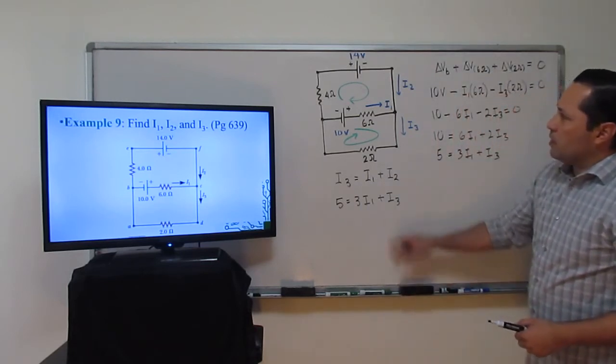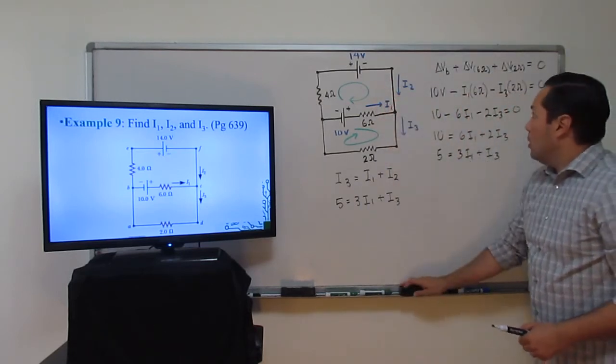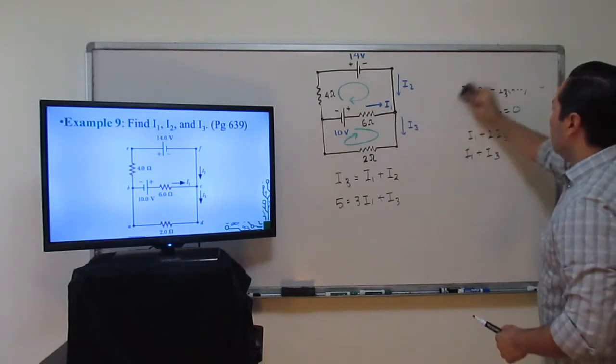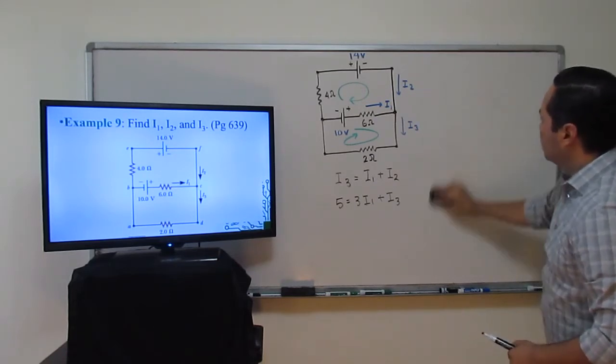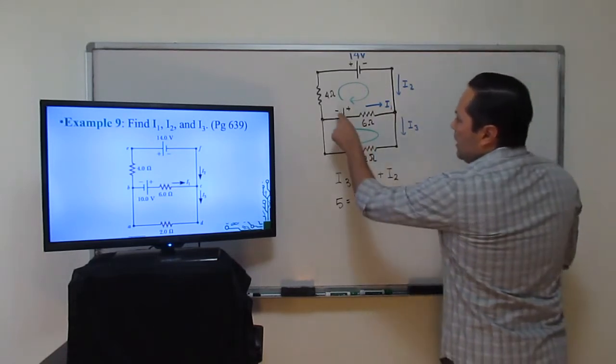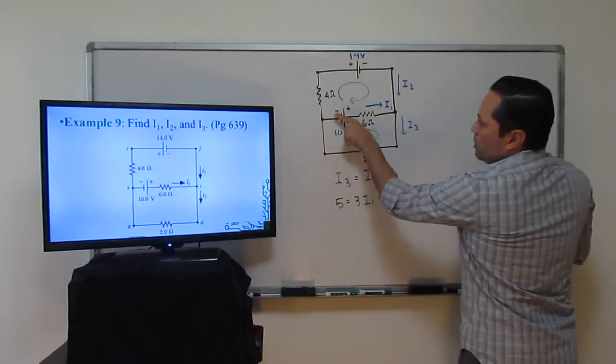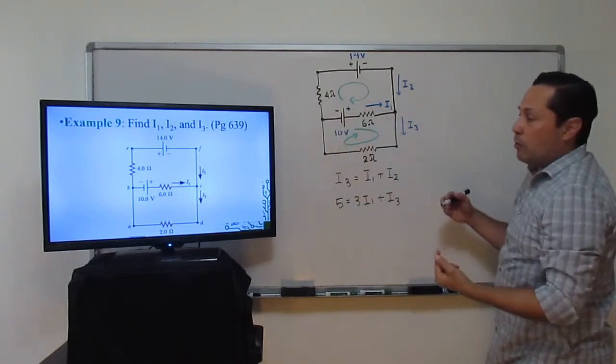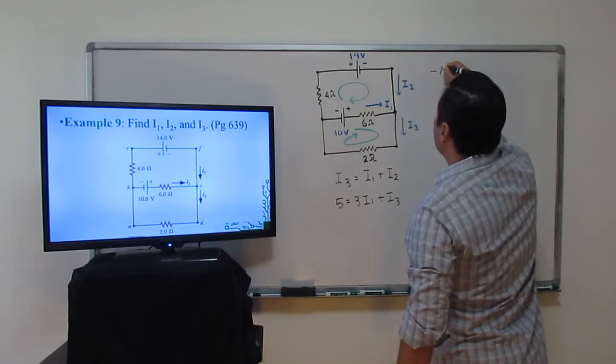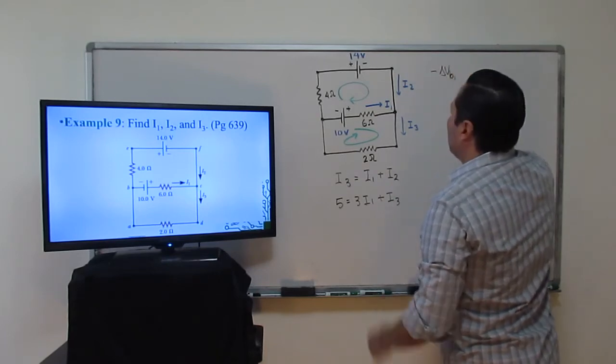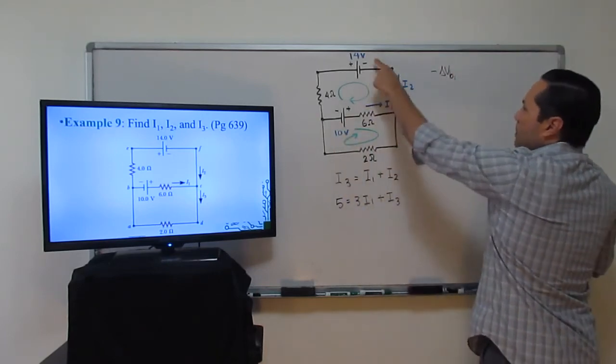Next, let's work on the top loop. I'm going to give myself some space here. For the top loop, it'll look like this. We're going to begin here at this battery, and notice that we're starting on the negative side. So that'll be a negative potential difference for the first battery. I'm going to label this one battery 1, and that's going to be battery 2.